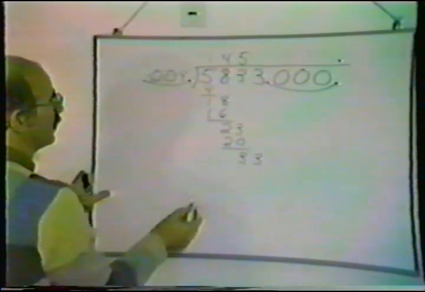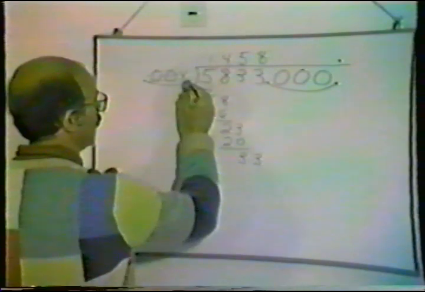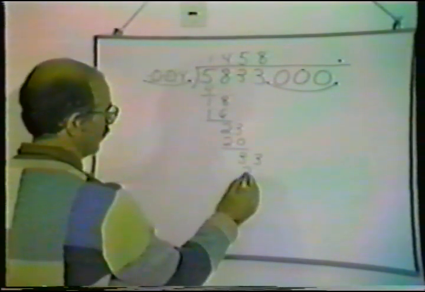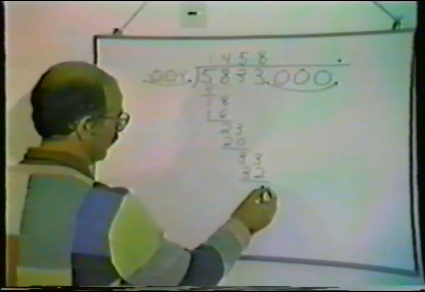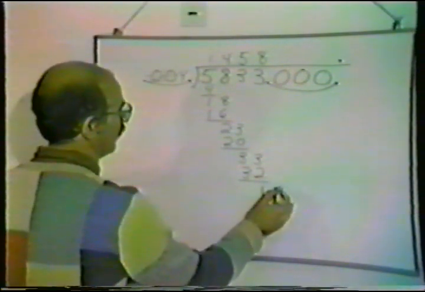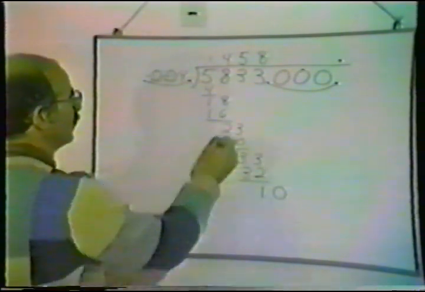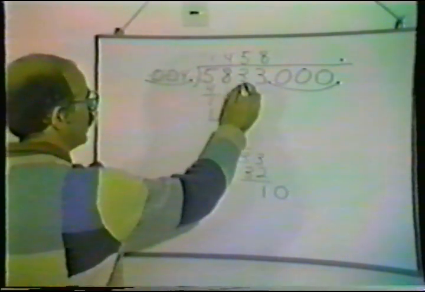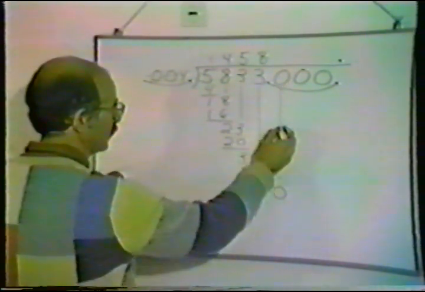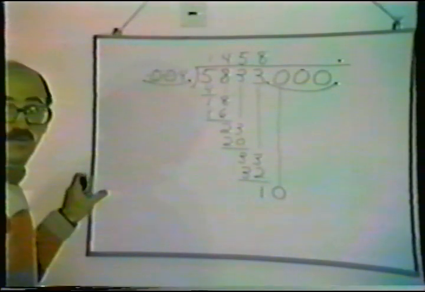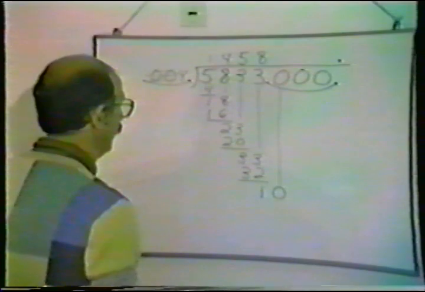4 into 33? 8, because 8 times 4 is? 32. 3 take away 2 is? 1. Bring down the 0. If you begin to lose track of what you're bringing down, it's okay to make little lines like this to make sure that you don't bring a number down 2 times or forget to bring one down.